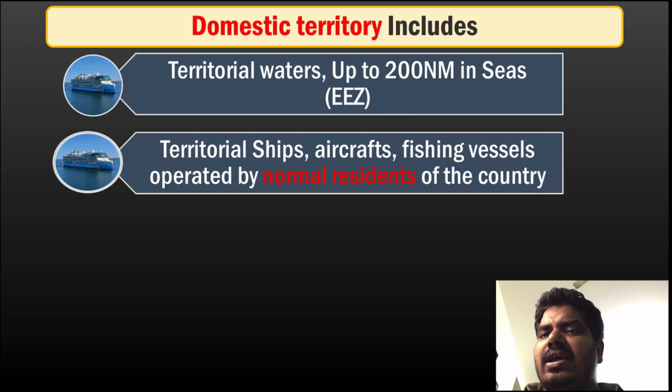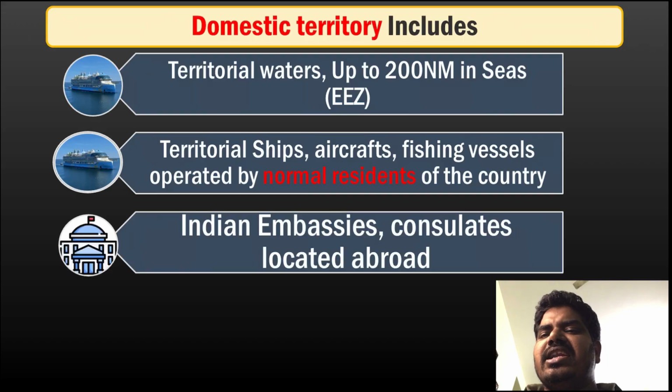Then we have all the territorial aircraft, and basically all the fishing vessels operated by normal residents of the country. So the territorial ships are the ships present in our territory, and the aircraft and fishing vessels must all be operated by normal residents of the country. And then we have Indian embassies and consulates located abroad.